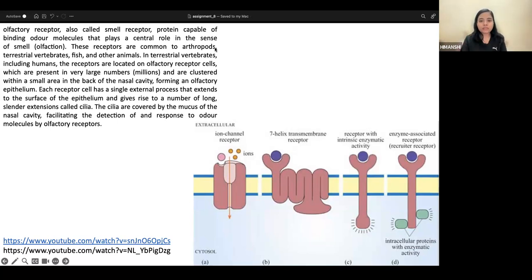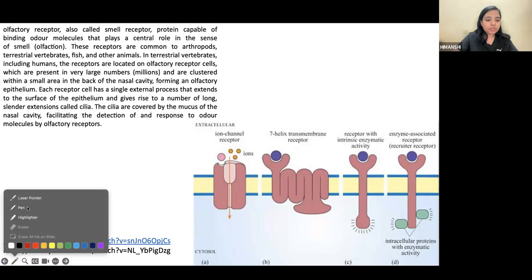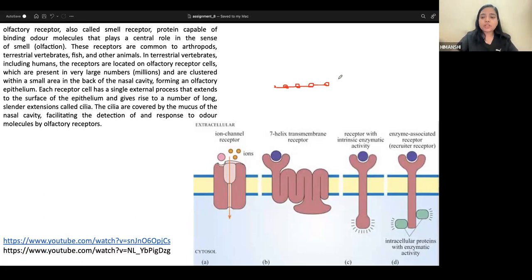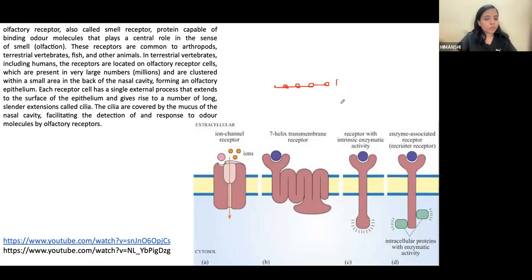So if you might have studied protein structure, what is the primary structure of a protein? The primary structure of a protein is basically a linear assembly of amino acids, right? All these beads are amino acids, and they are just connected directly on a single string, right? So this is the primary structure of a protein.